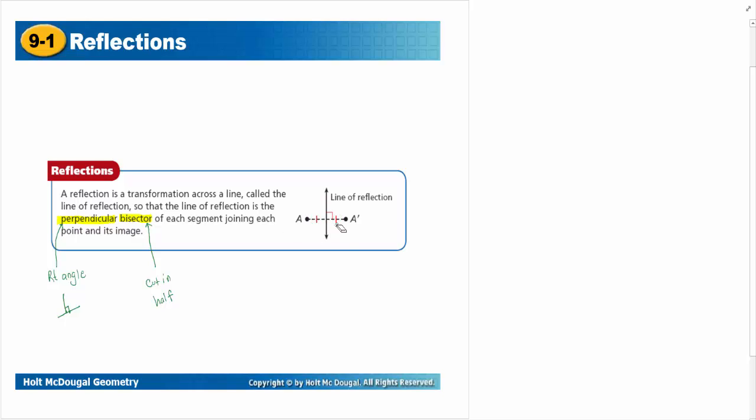So think of the point of intersection here as the midpoint, because that's what it is. Okay, that point is the midpoint. This line is perpendicular. So again, you got to know each word. If you know each word, you can probably make out what perpendicular bisector means. Okay, but that's obviously an important part of our reflections is being able to recognize the line of reflection and the fact that the line of reflection is going to be a perpendicular bisector from any point to its prime point.